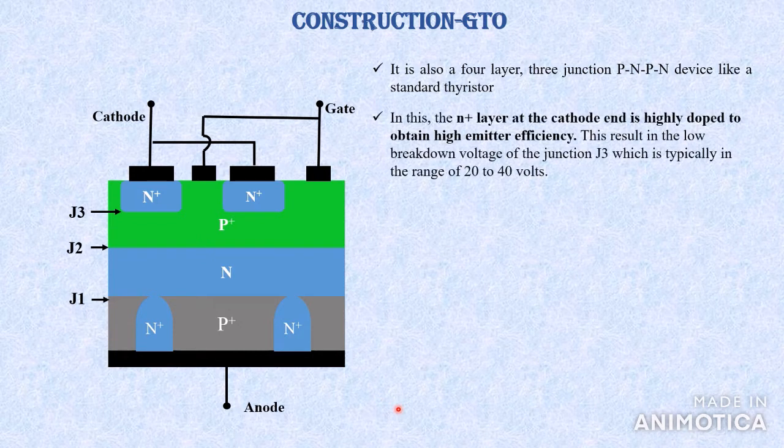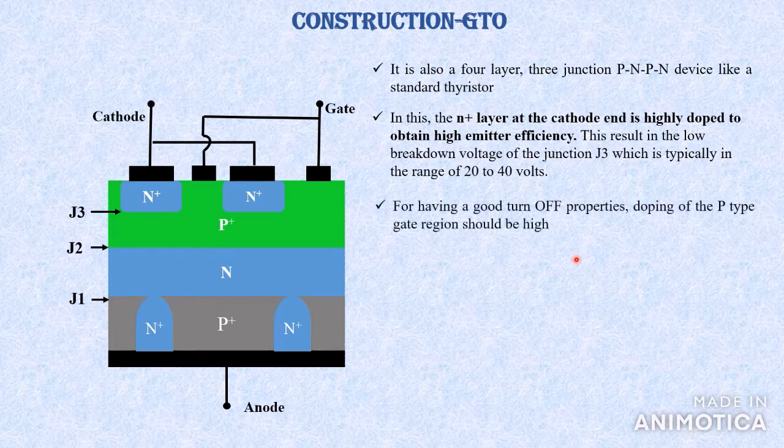These cathode regions are heavily doped. These two N regions are heavily doped in order to obtain higher emitter efficiency. In order to improve the efficiency of the emitter terminal, the cathode regions are heavily doped. If it is done so, then the breakdown voltage of junction J3 will get reduced. This will result in a low breakdown voltage, 20 to 40 volts.